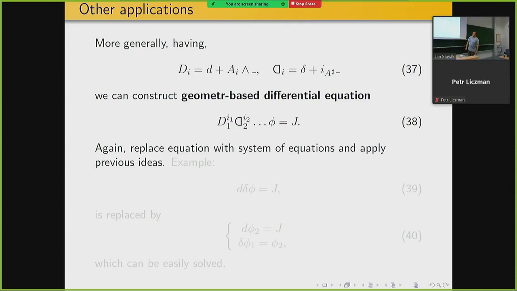And how to solve it? You can split it into a system of first order covariant differential equations and solve. For example, if you have this equation, then you switch to the system and solve it step by step. So first this one, and then plug phi2 here and solve this one. So nothing difficult.